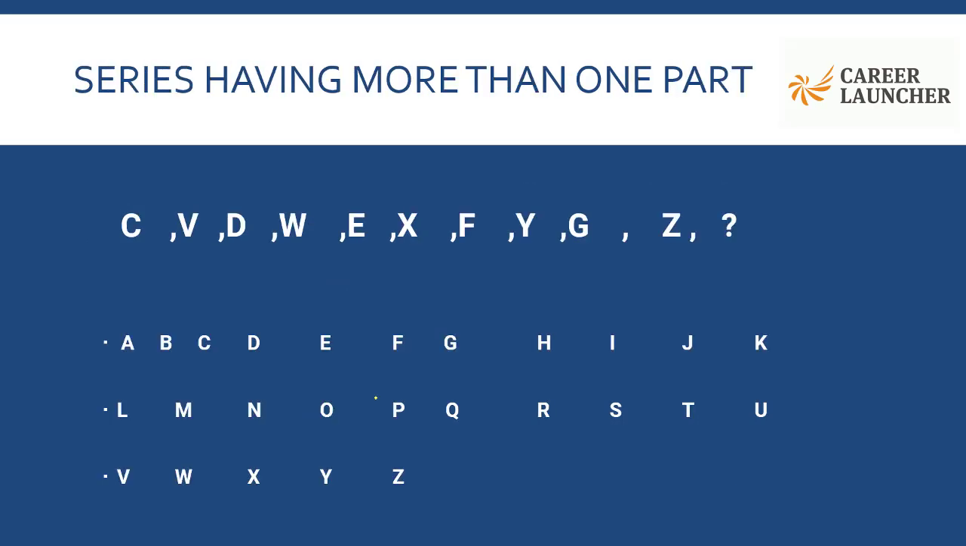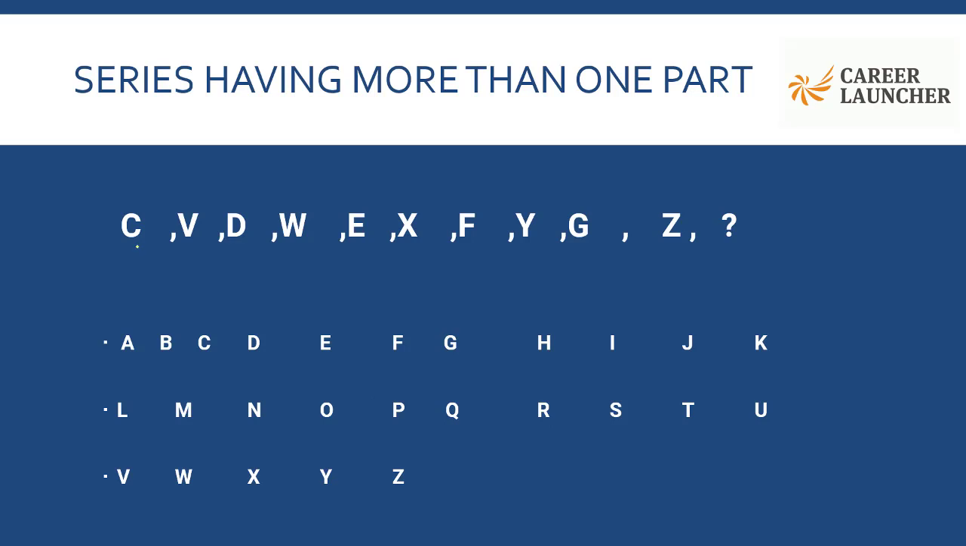Series having more than one part. Now this is very similar to the number series having more than one series in themselves. So if I try and connect C to V, then V to D, or W, then E, then X, I could not find any meaningful pattern. But if I look at the alternate terms, that makes sense to me.